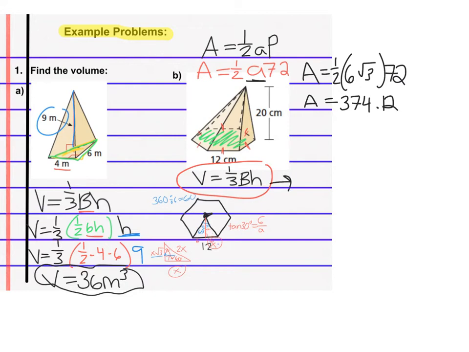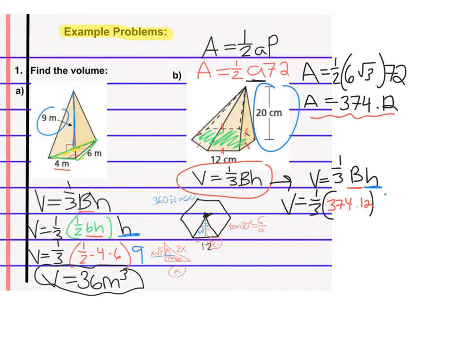Then I'm going to use, let's make it red, my volume formula. I'm running out of room a little bit, so I'm going to come over here: 1/3 base times height. I still have the 1/3, and that whole B, all that work up here, was 374.12, and the H, the height of my pyramid, is 20. So I can put that whole thing in. Don't forget the 1/3. You can type a fraction in. I usually type this in and then divide by 3, but you do you.